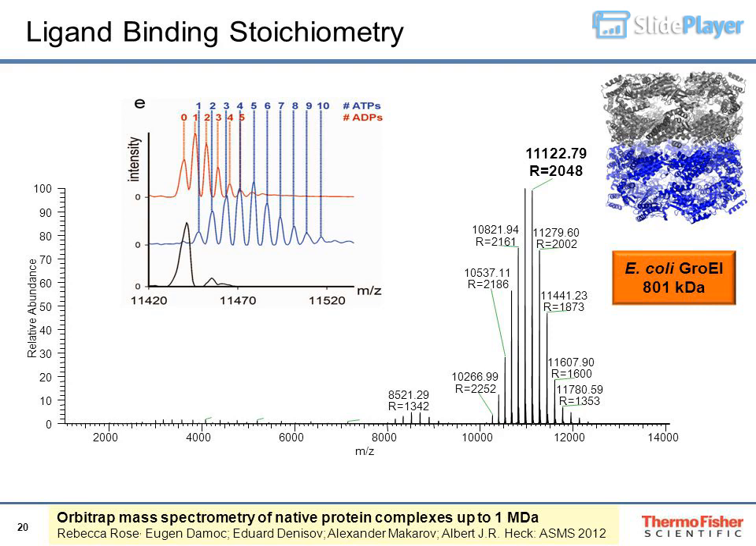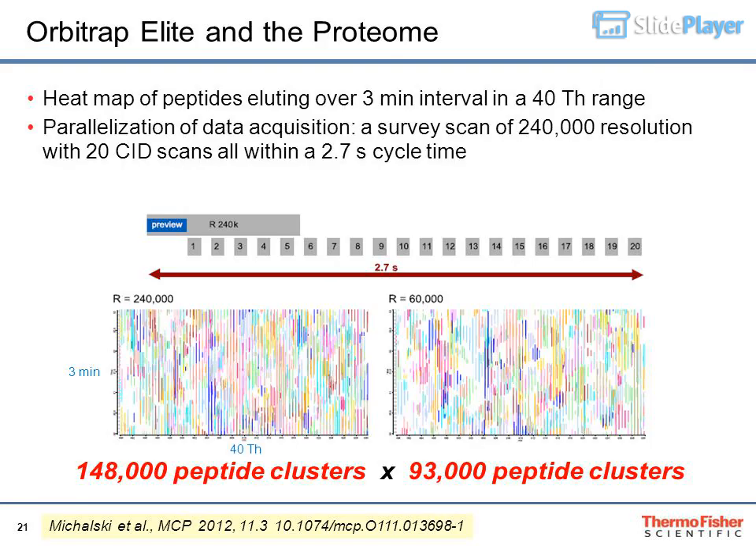Orbitrap mass spectrometry of native protein complexes up to 1 MDa. Rebecca Rose, Eugene Damoc, Eduard Denisov, Alexander Makarov, Albert J. R. Heck, ASMS 2012. Orbitrap Elite and the proteome.